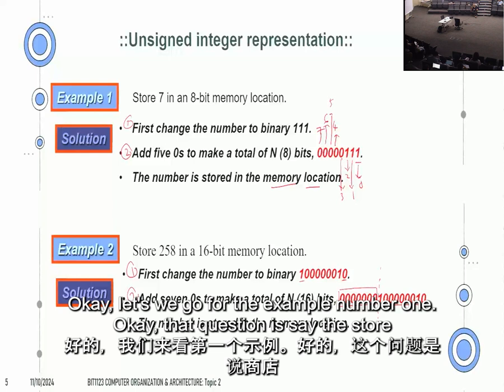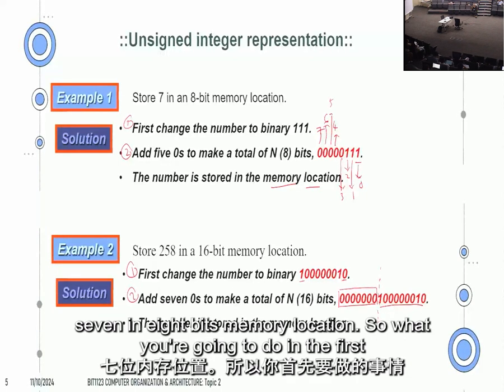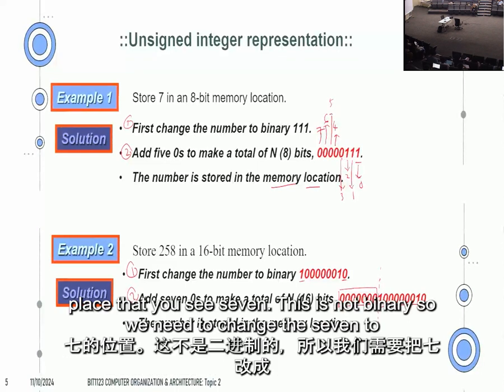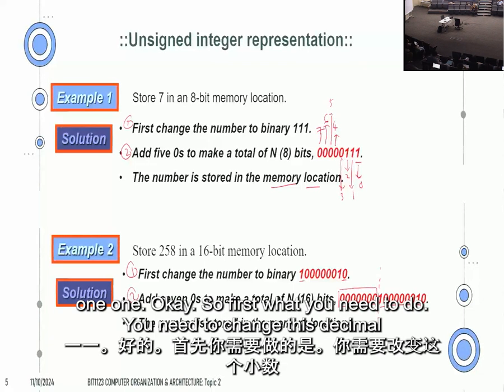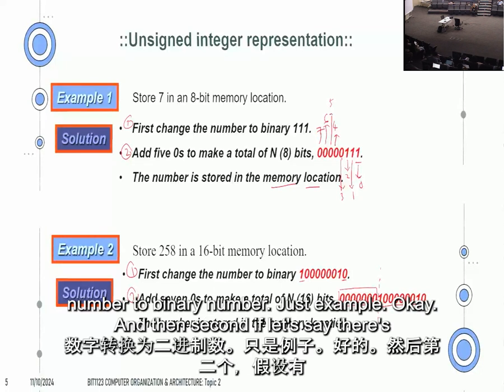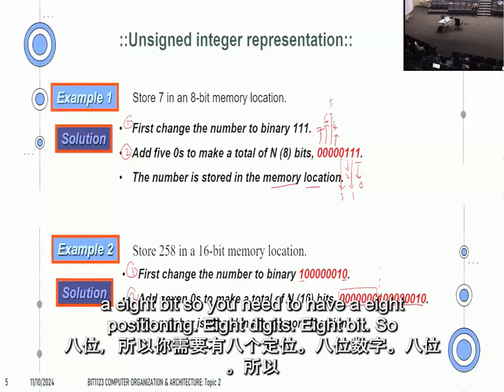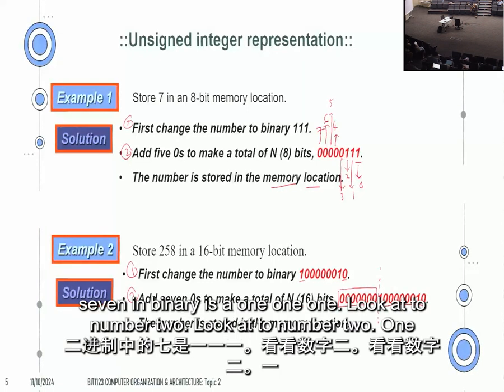Okay, let's go for example number 1. That question says store 7 in an 8-bit memory location. So what you're going to do in the first place is see that 7 is not binary, so we need to change 7 to binary. If we convert this decimal 7 to binary, this is the number 111. So first, you need to change this decimal number to a binary number. And then second, since there are 8 bits, you need to have 8 positions, 8 digits, 8 bits. So 7 in binary is 111.